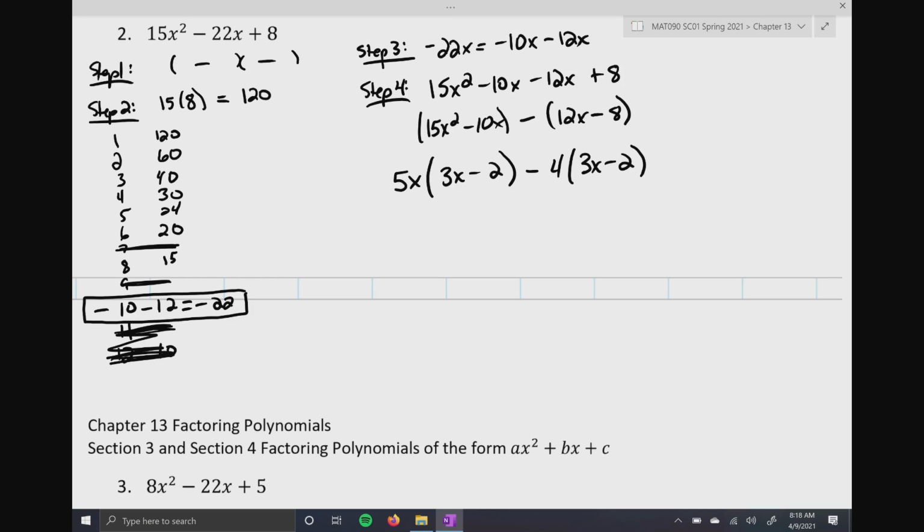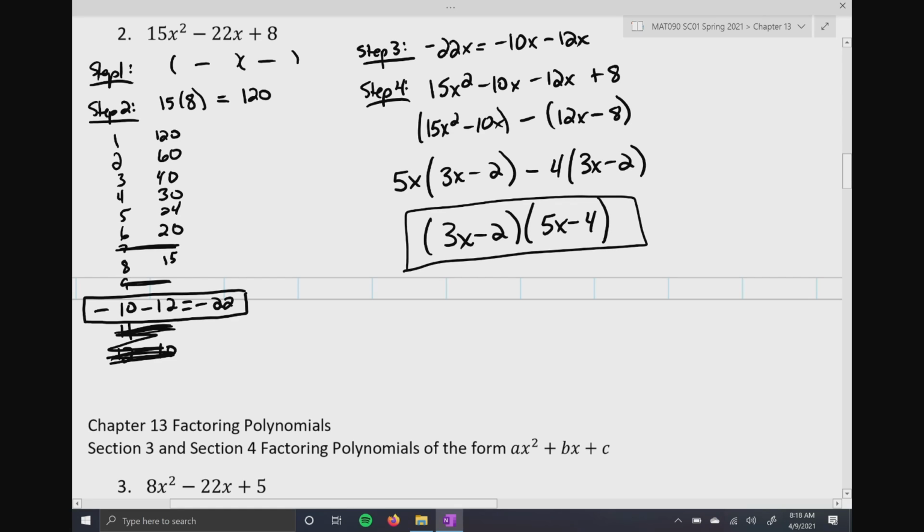So I factor out the 3x minus 2. And I rewrite this as 3x minus 2 times 5x minus 4. And that's how you factor this. Any questions so far? None whatsoever. So I could give you a test or a little quiz on this right now, and you'd be fine.